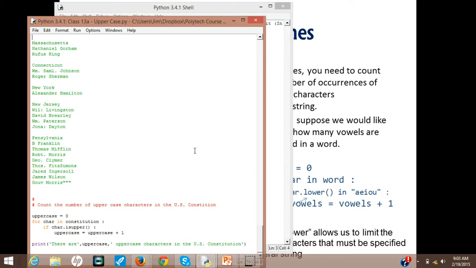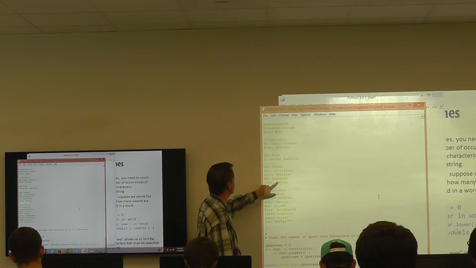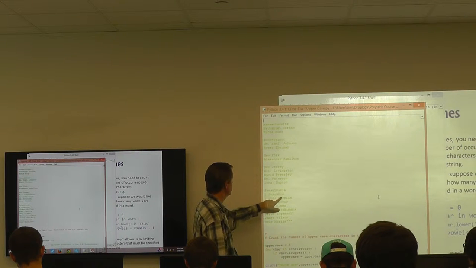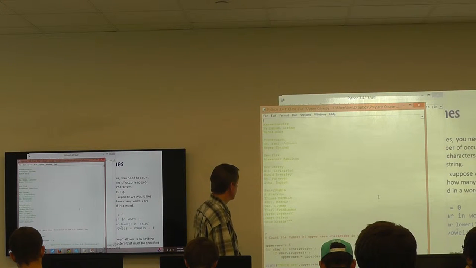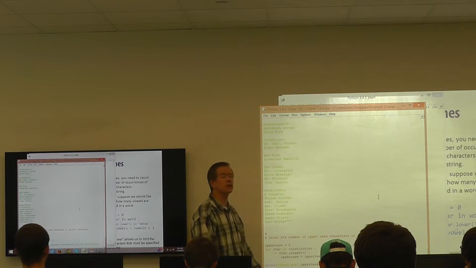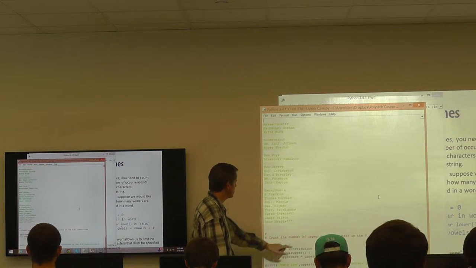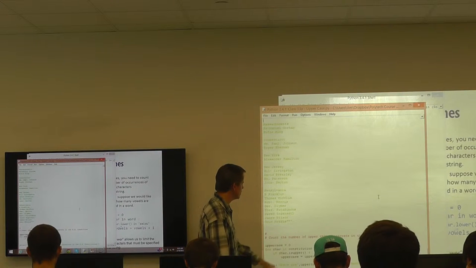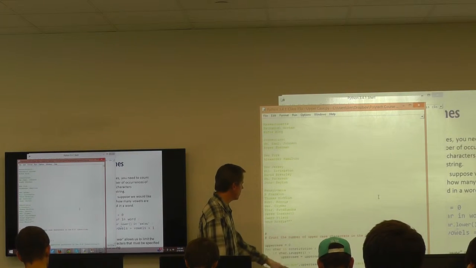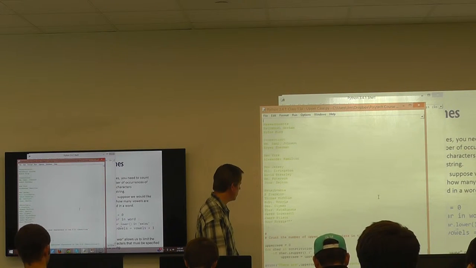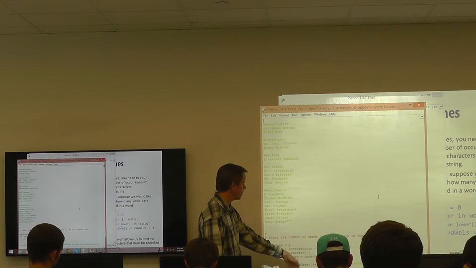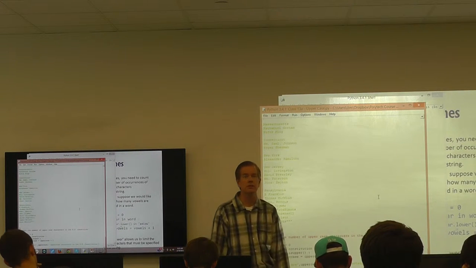All right. So that's totally fascinating. Oh, look, it's signatures: New York, Alabama, Hamilton, New Jersey, Pennsylvania, Ben Franklin. Anyway, so count the number of uppercase characters in the US Constitution. Why not? Who else has done that before? Uppercase is zero, for char in Constitution, if char is upper, uppercase equals uppercase plus one. Print, there are uppercase characters in the US Constitution.